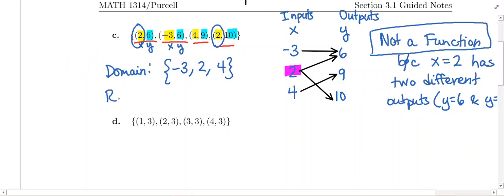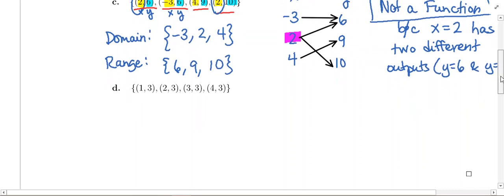The range is going to be very similar. It's all the outputs, or the y values here. We have 3 outputs: 6, 9, and 10. List them, separate them with commas, and put them in curly braces. Okay, that's it. Let's move on to the next relationship.